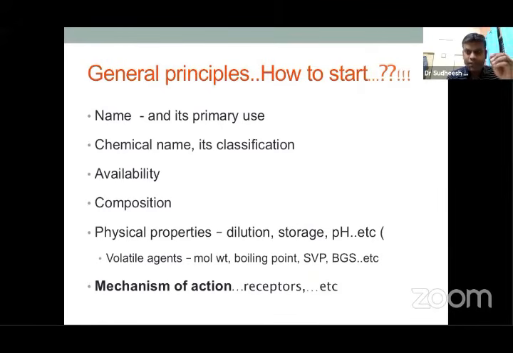So this kind of information you can understand, or you can deduce, if you know certain basic things, such as saturated vapor pressure and blood gas solubility coefficient, etc. And this blood gas solubility coefficient and oil gas partition coefficient are two important things which help us to clinically understand or estimate when the drug starts acting, or how long the drug takes to start acting on the patient.